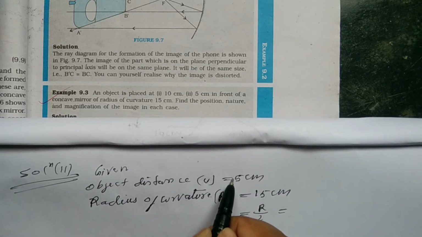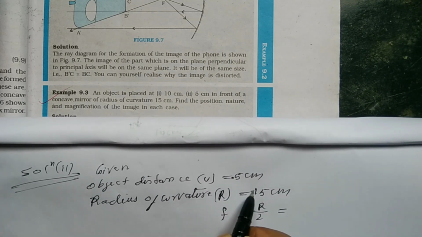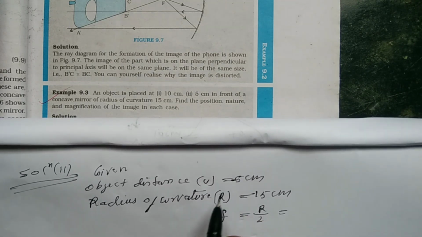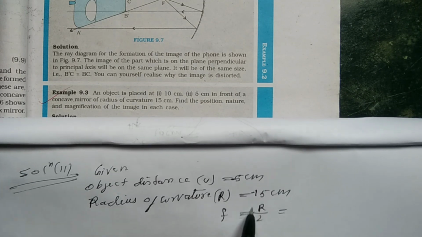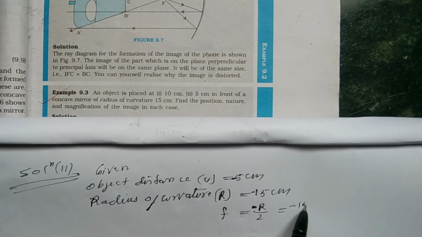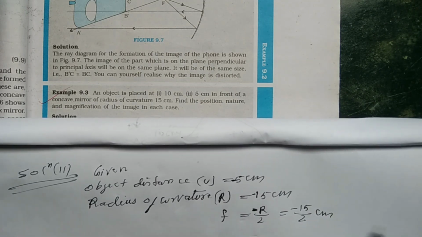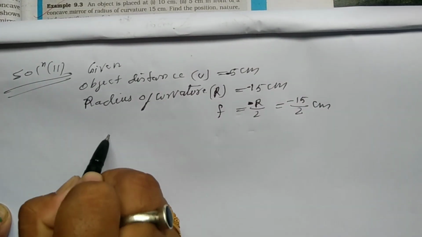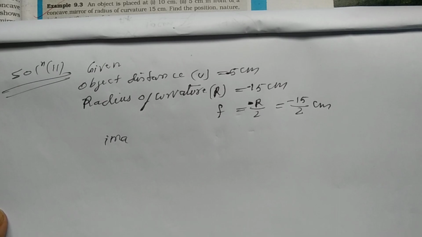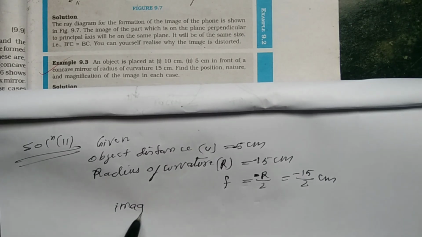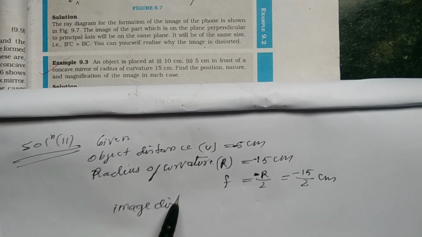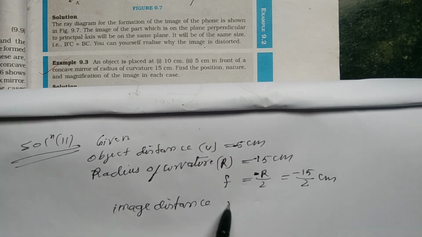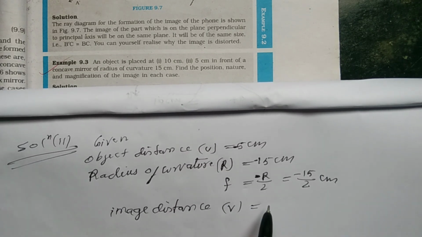Oh sorry, we have to put here negative, here also negative, because the mirror is same, concave mirror. It is minus 15 by 2 centimeter, right? So we have to find out the image distance. v equal to how much?